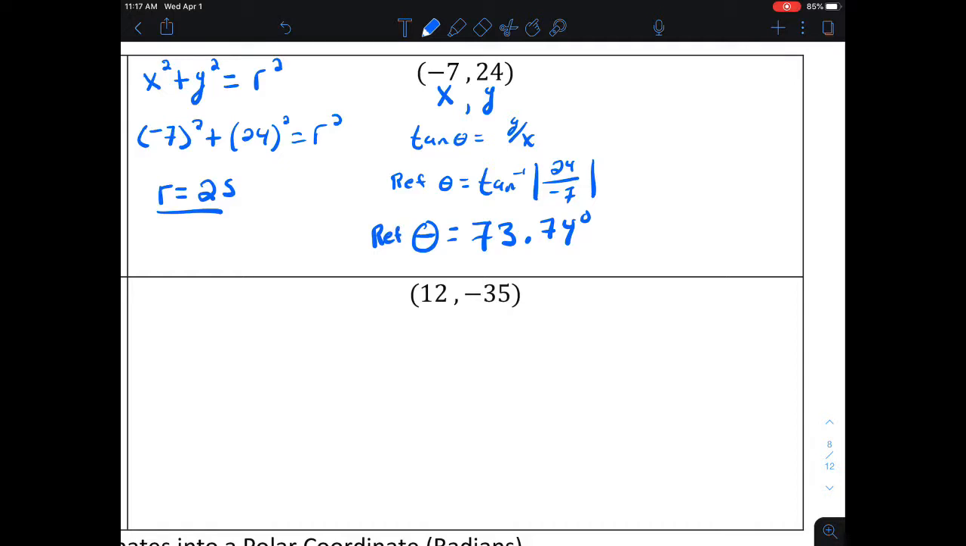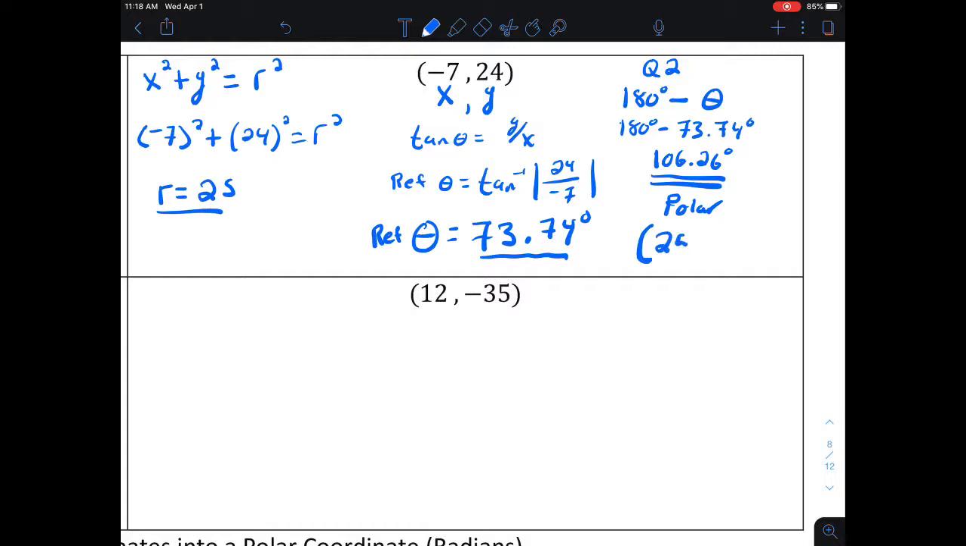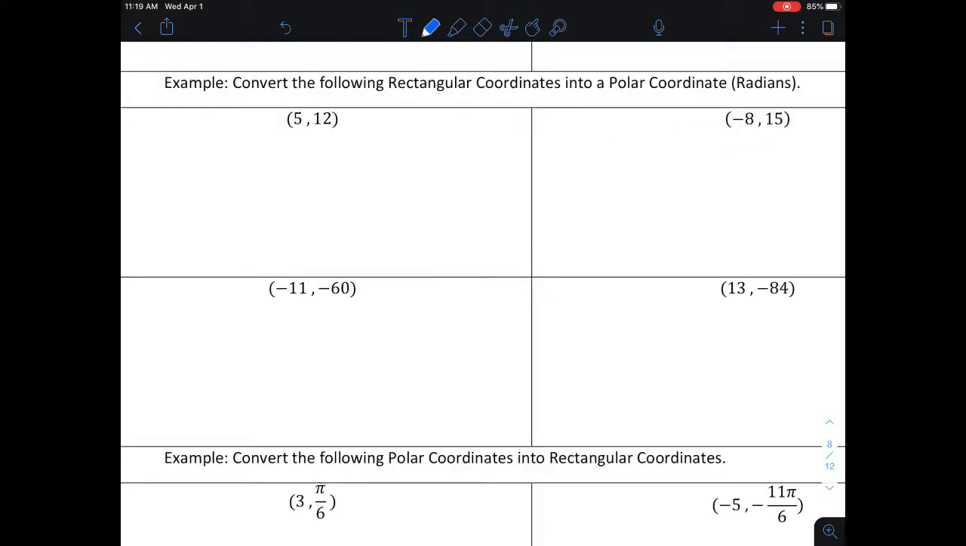The point we're given lies in quadrant 2. So in quadrant 2, our angle is going to be 180 degrees minus the theta that we just got of 73.74. So 180 degrees minus 73.74 gives us the angle of rotation measure of 106.26 degrees. So this is not the reference angle, but the angle of revolution. So my polar point is going to be 25 by 106.26 degrees.